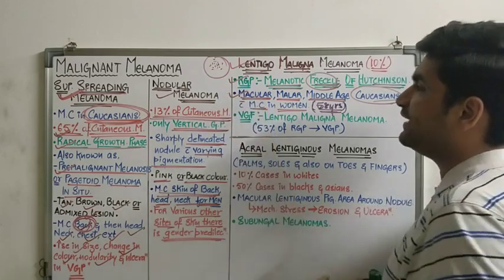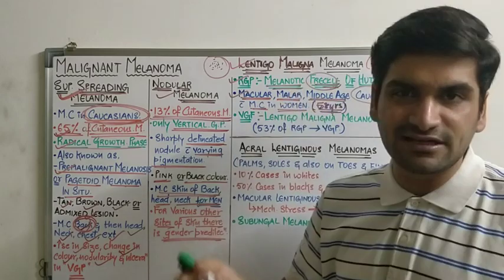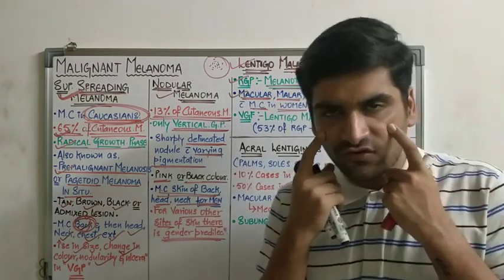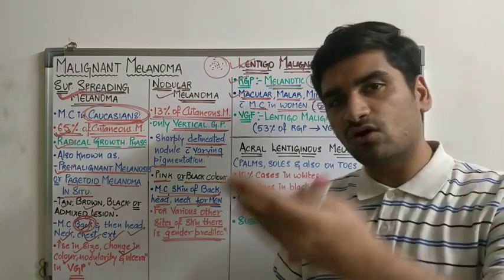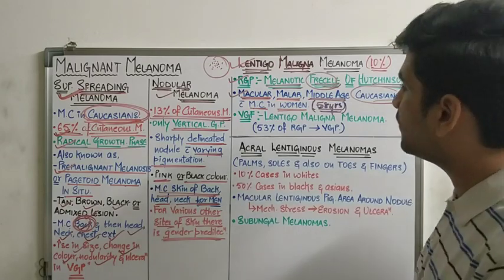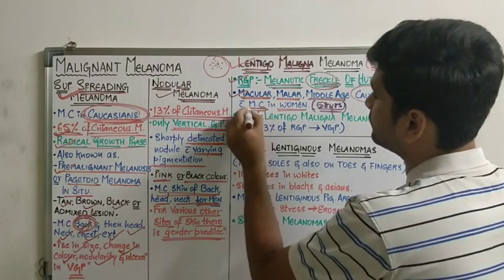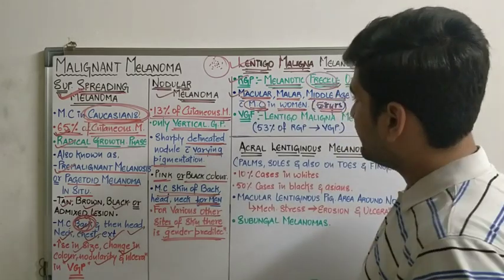So in lentigo maligna, what do you have to remember? It is a macular lesion or freckle type lesion which occurs on the skin of the malar bone, right, in the middle age group of people, sometimes also in the elderly age group of people, mainly affecting the Caucasian group of individuals, most common in women with 58 years of age, right.